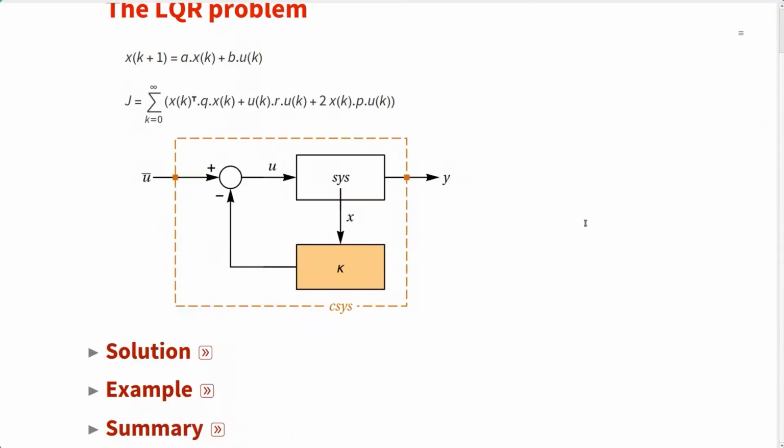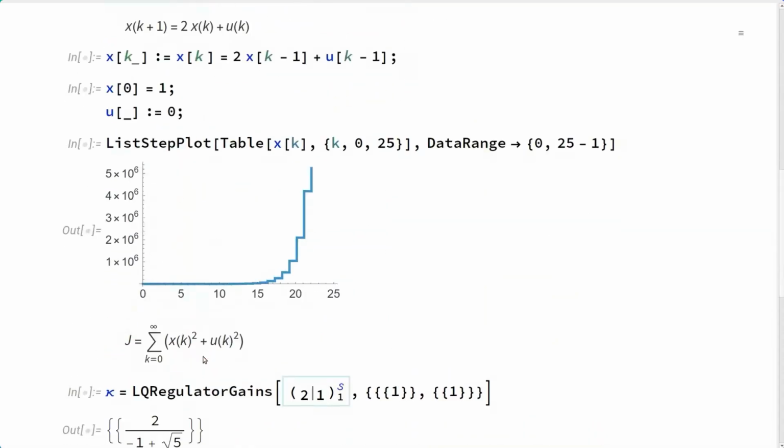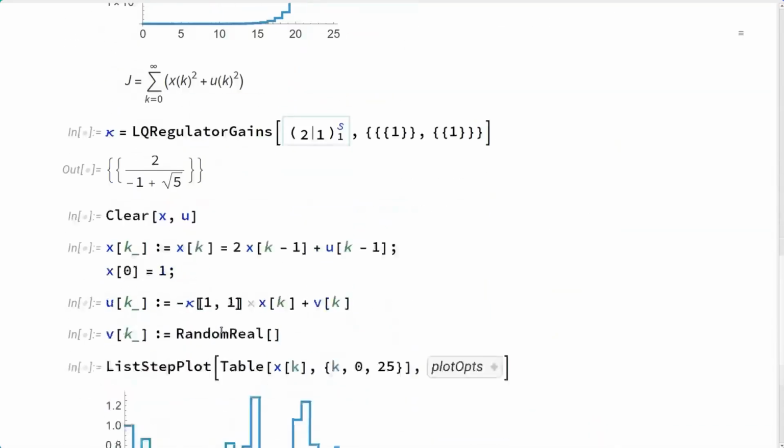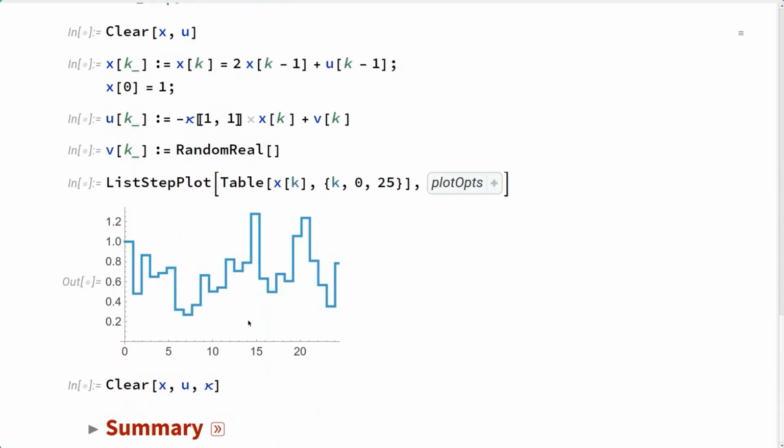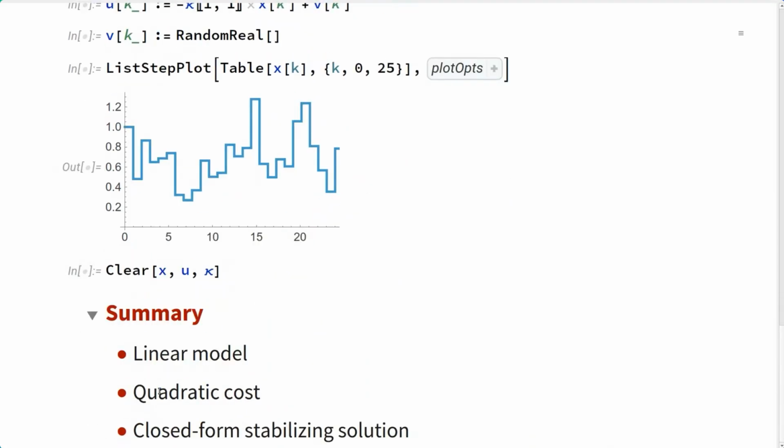Let's see. Okay, we were here. I was just trying to show how we compute a stabilizing gain, and the LQR gain actually stabilizes the system. To go to the summary, it's based on a linear model and a quadratic cost, and the LQR gives a closed form stabilizing solution.